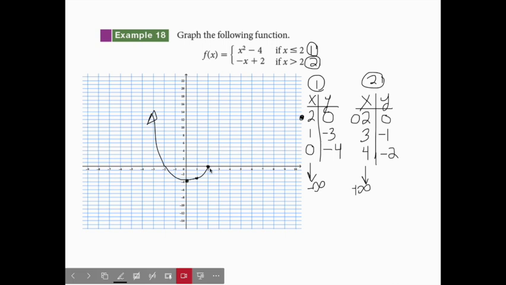So I have this point on my line, then the next point is going to be (3, -1). Then I have the point (4, -2). Although it's not very straight because my hand is not steady, this should be a straight line. There's my piecewise function. This is the quadratic piece, and this is the linear piece.